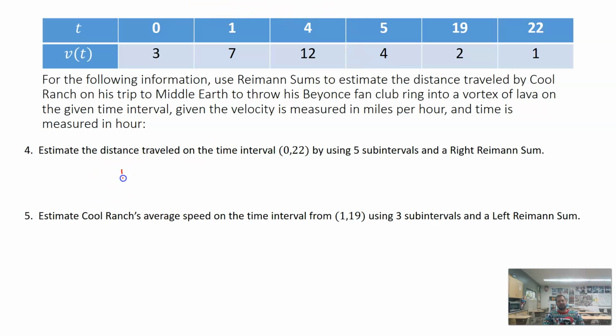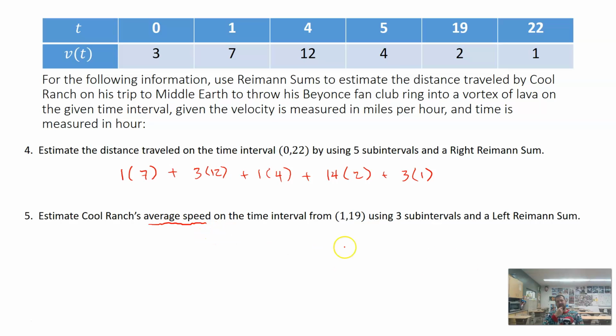The first interval goes from 0 to 1, so it's 1 wide. And then since it's a right Riemann sum, that's going to be 7 tall. Then we do the next thing, 1 to 4. That is 3 wide and 12 tall. The next one's 1 wide and 4 tall. And we just continue on doing this the entire time. So 5 to 19, that is 14 wide. And since it's a right Riemann sum, it's 2 tall. The 19 to 22 is 3 wide and 1 tall with our right Riemann sum. And you can add all those together if you want. You can leave your answer like that. That's totally fine.